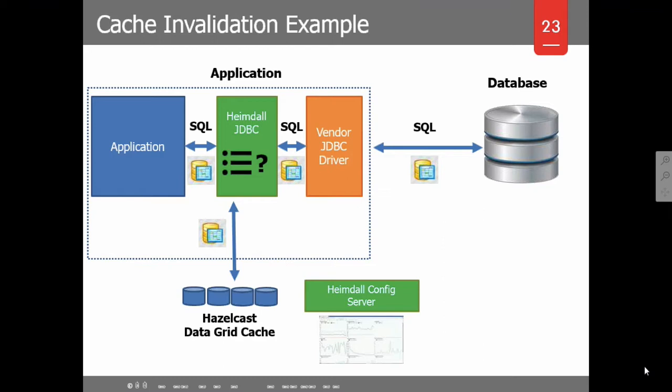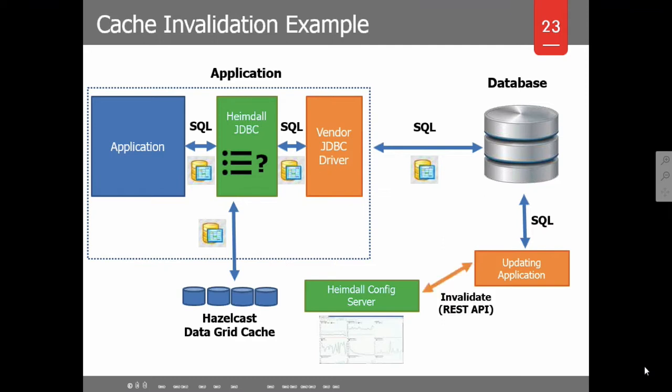Here's our architecture again. Remember, for any inserts, updates, and deletes that go through Heimdall, Heimdall can know when to invalidate automatically. But if you had an application that was connecting directly to the database with SQL, there's no way Heimdall or any other caching solution would know that data entries have changed unless you had a way to inform it at the database level.